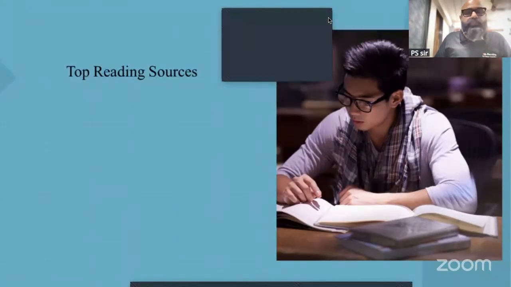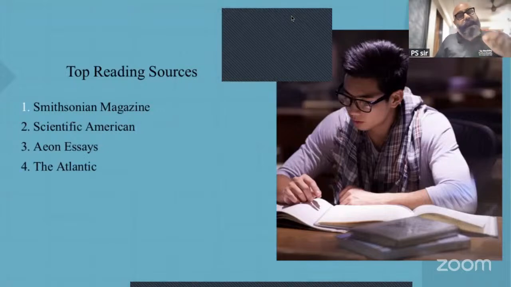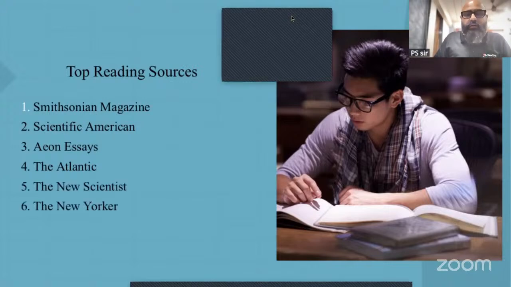Top reading sources: Smithsonian magazine, मैंने आपको दिखाया था. Scientific American, Aeon essays, right? Because in the last 2-3 years, though, थोड़ा CAT ने कम कर दिया, but CAT used to ask a lot of passages from Aeon essays. The Atlantic, The New Scientist, The New Yorker, Economist, we have seen. So these are the top reading sources which ideally a student has to read. Please take the screenshot. This is something which is very much relevant.